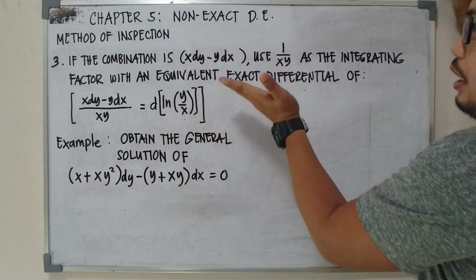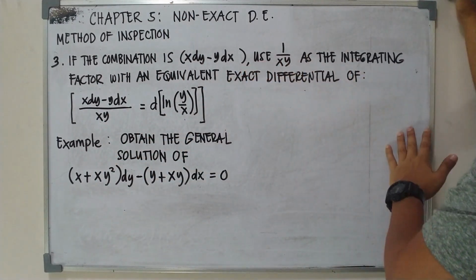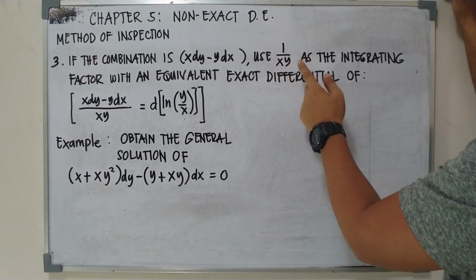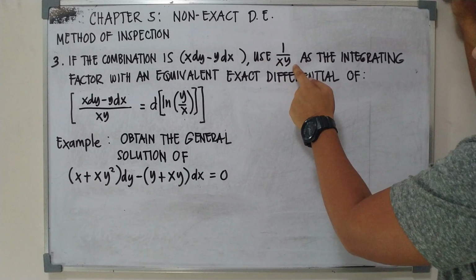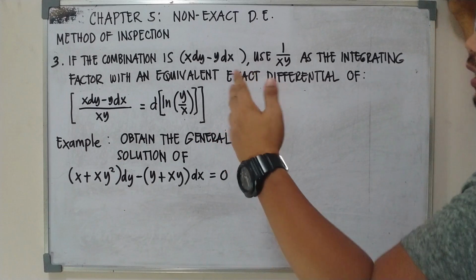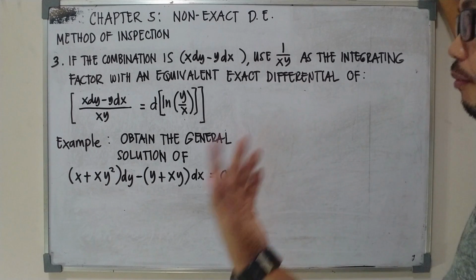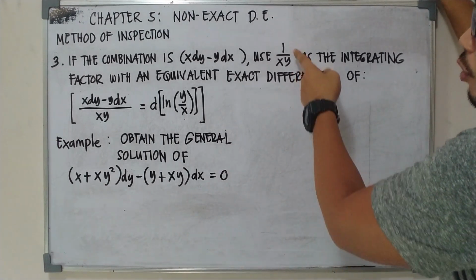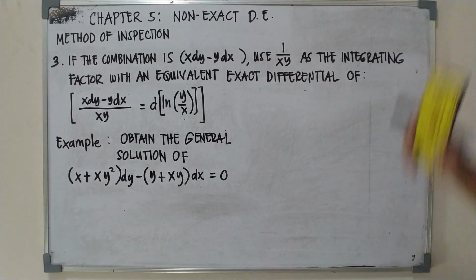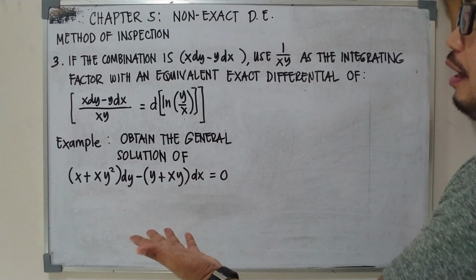But the difference between this third combination doon sa ating first combination is yung integrating factor niya. Doon, ginamitan natin siya ng 1 over x squared. But here, we can use 1 over xy as the integrating factor. Kung baga may option ka, upon inspection mo doon sa equation mo, titignan mo kung alin ang mas applicable na gamitin, yung 1 over xy or yung 1 over x squared. So, depende yun doon sa given na non-exact differential equation. In short, meron kang option na pwedeng gamitin.